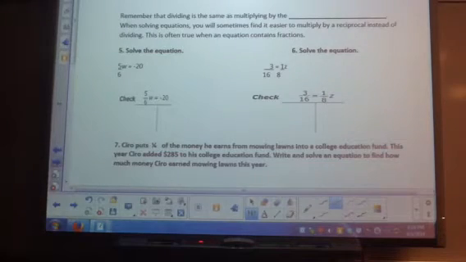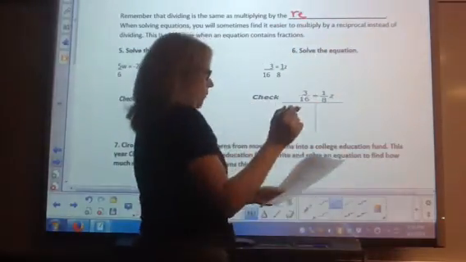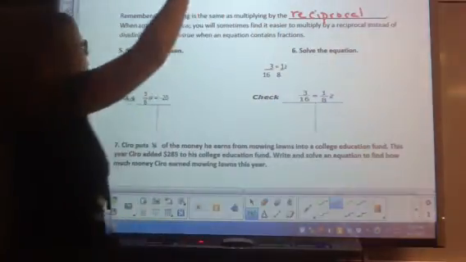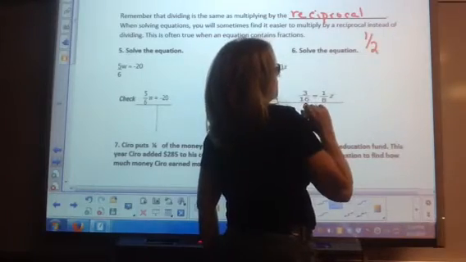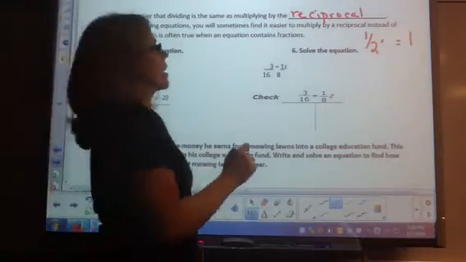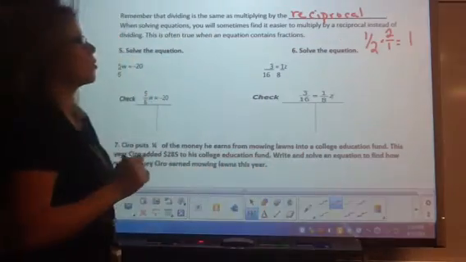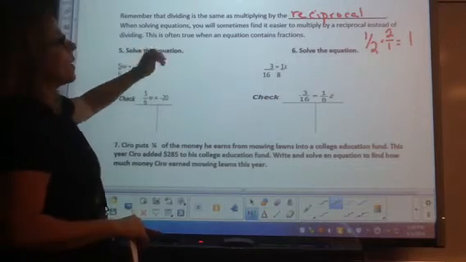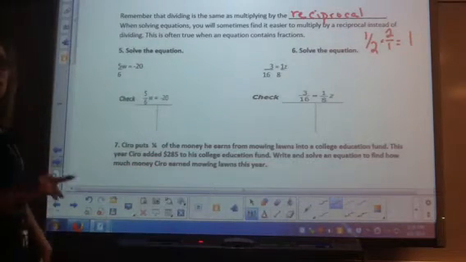Okay, now remember that dividing is the same as multiplying by a reciprocal when we are dealing with fractions. Okay, so what does that mean? What's reciprocal? So if I have 1/2, I have to multiply that by something to get 1. That's what reciprocal means, okay? So what I do is I multiply by that fraction flipped, because 2 over 2 equals 1. So when solving equations, you sometimes find it easier to multiply by the reciprocal instead of dividing. So, always works with fractions.